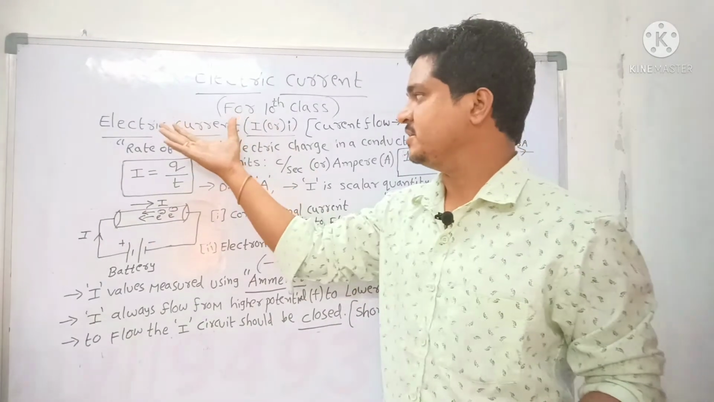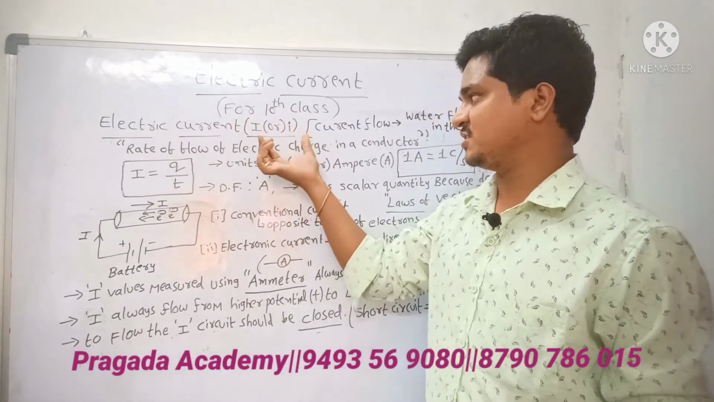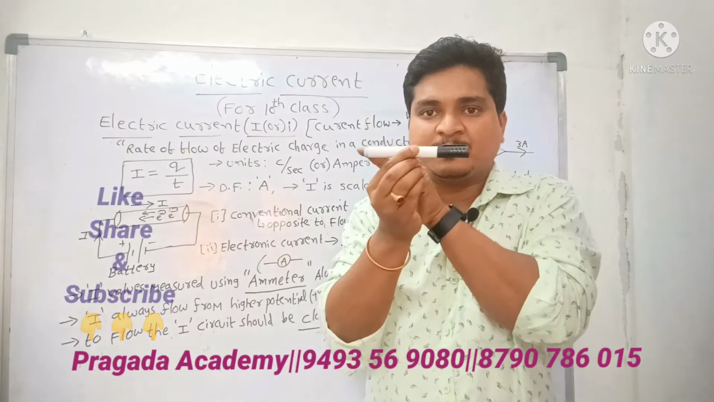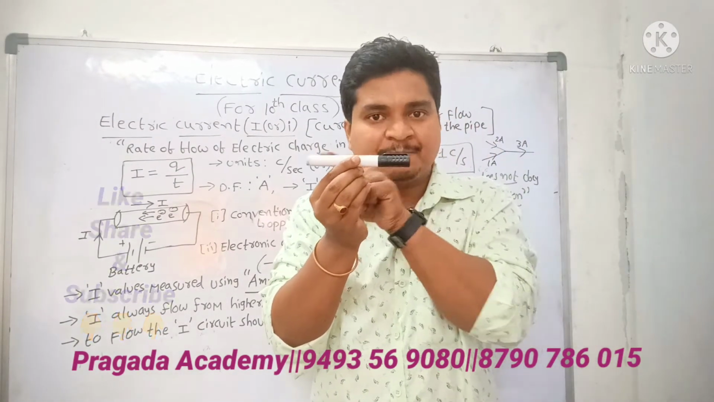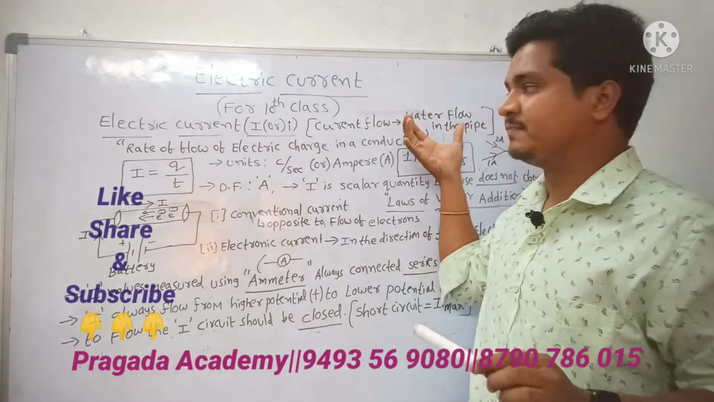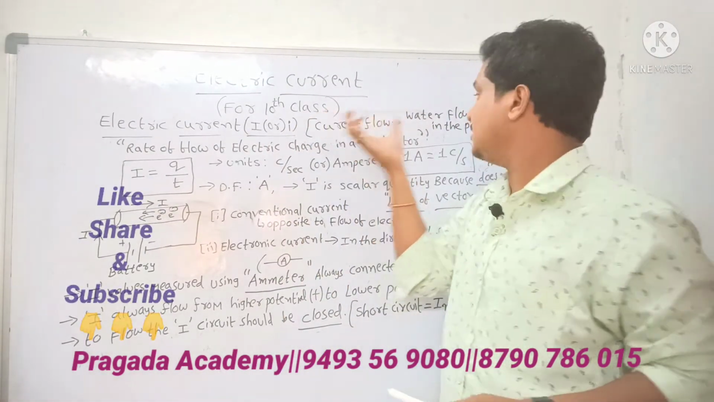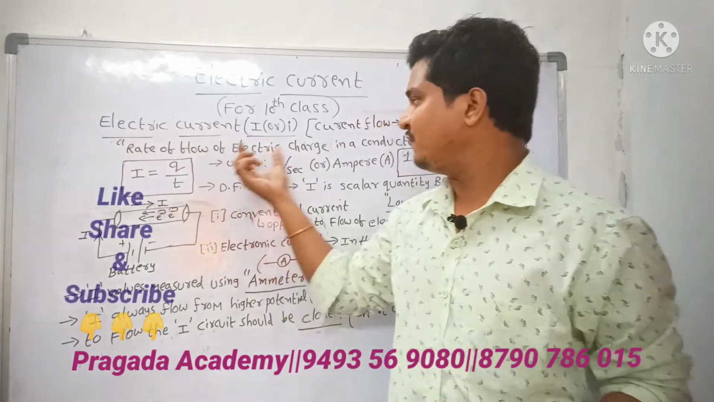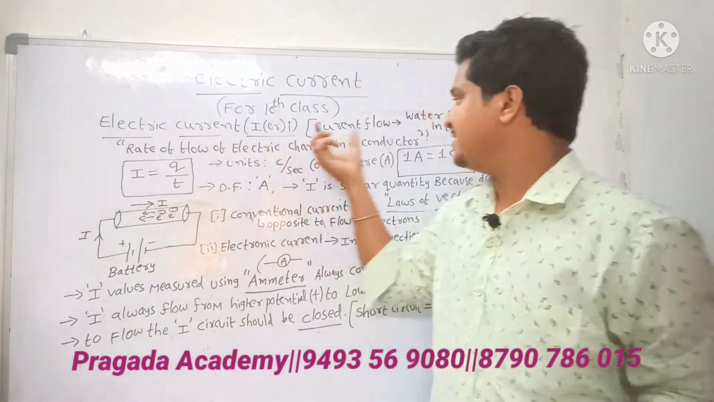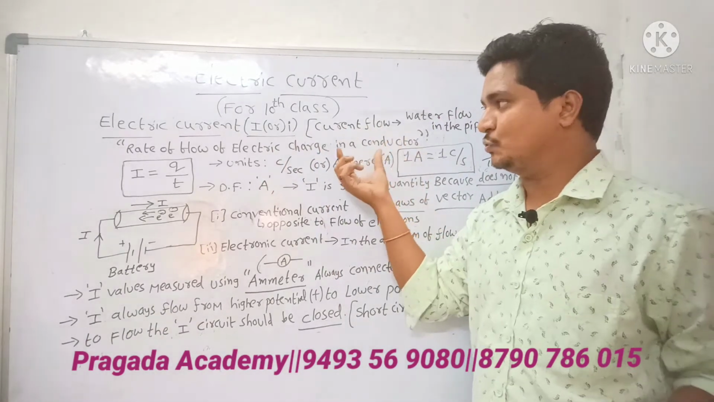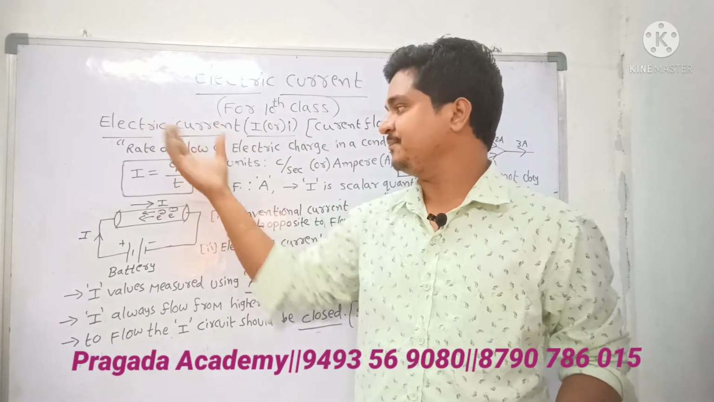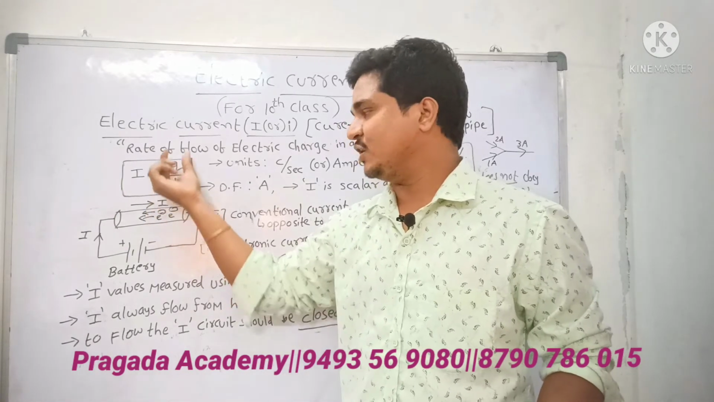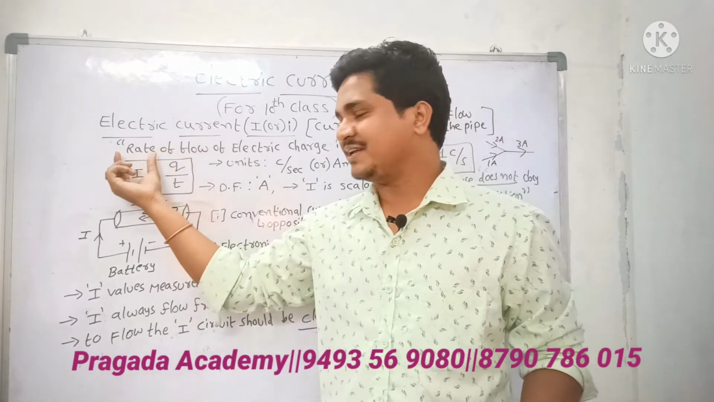Now electric current, we can represent with capital I or small i. Current flow we need to compare with water flow in a pipe. How the water is flowing in the pipe, in the same way the current is flowing. The definition is: the rate of flow of electric charge or electrons in a conductor or in a circuit is nothing but electric current. Formula will be I equals Q by t. If we have time in the denominator, we need to start the definition with rate.